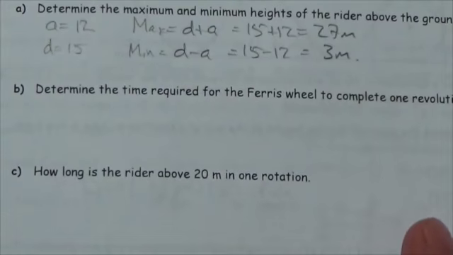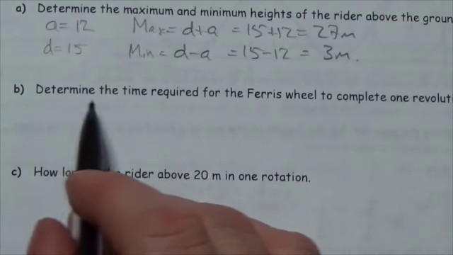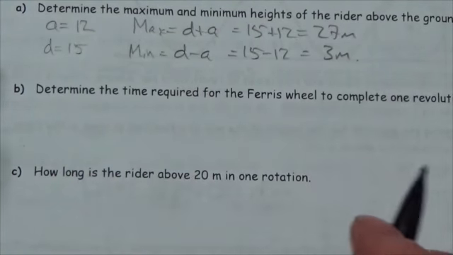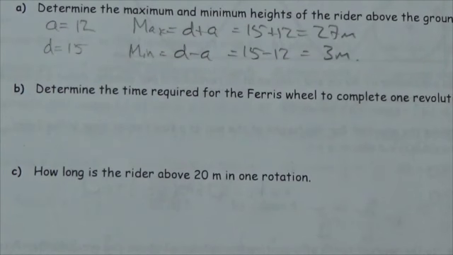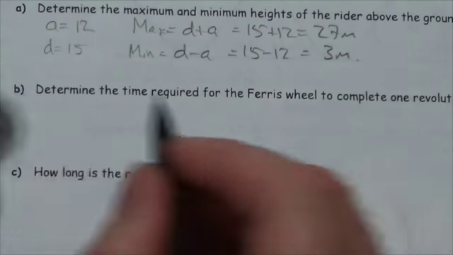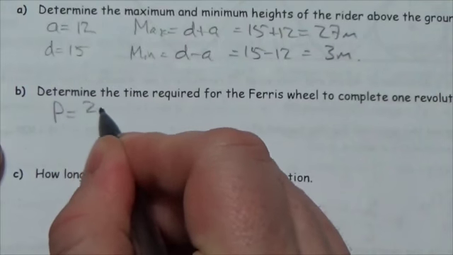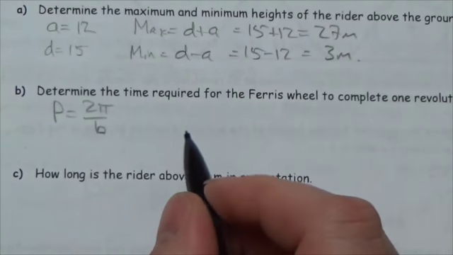The next question tells us to determine the time required for the Ferris wheel to complete one revolution. That's basically just asking for the period. We know that the period is 2 pi over the b value.